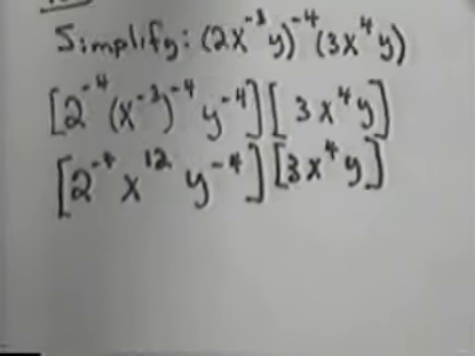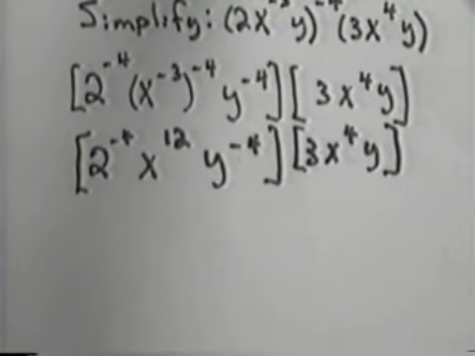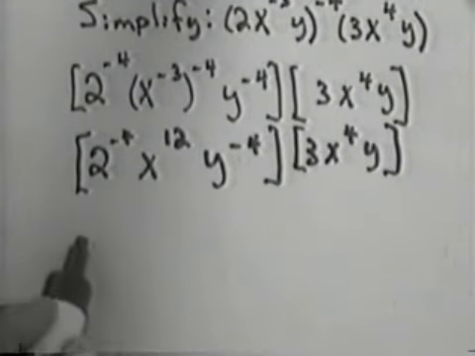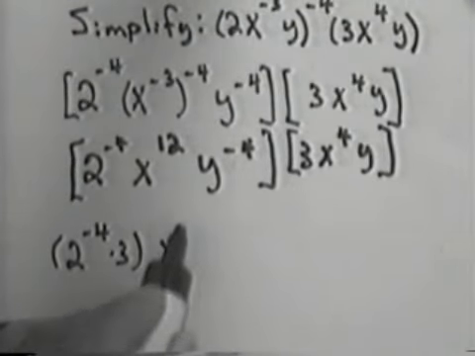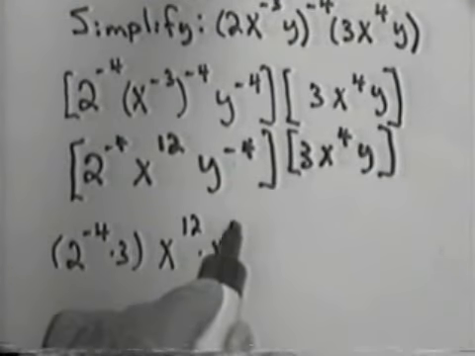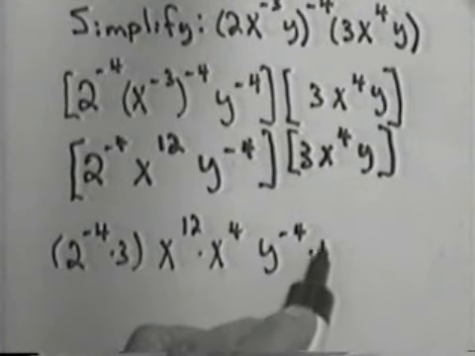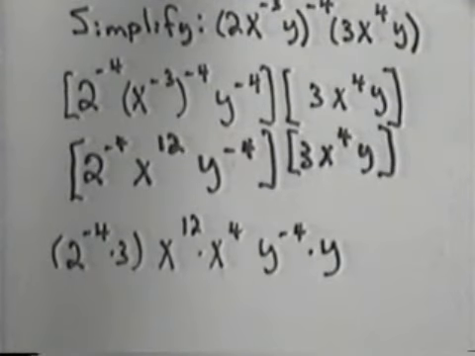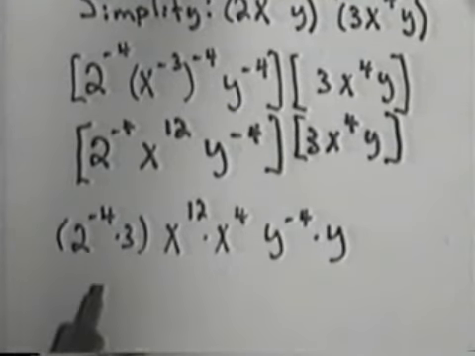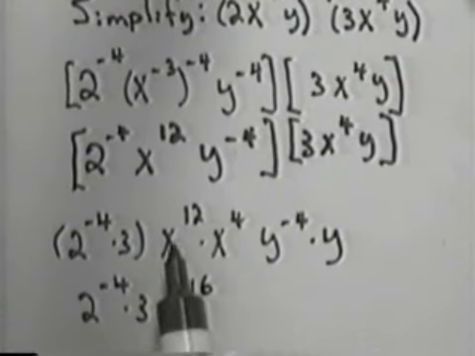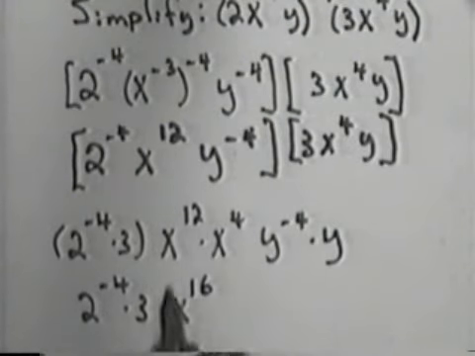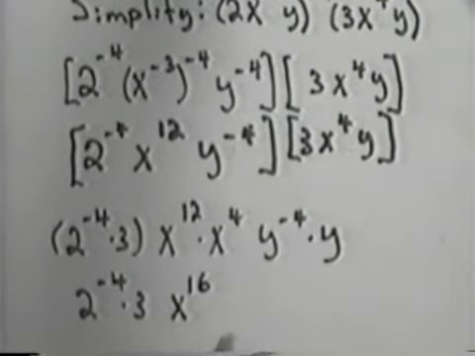The fourth step says to multiply and divide powers having the same base. So by the commutative and associative laws, I can regroup and put my numbers together: 2^-4 times 3, x^12 times x^4, y^-4 times y. So I get 2^-4 times 3 times x^16. To multiply powers having the same base, keep the base, add the exponents. 12 plus 4 is 16.